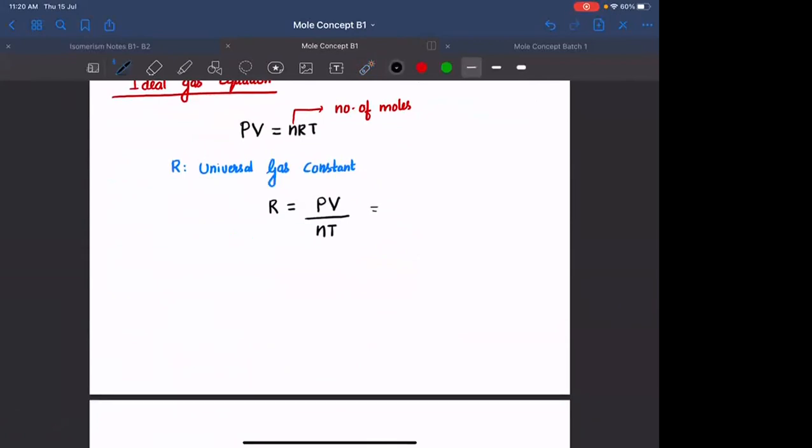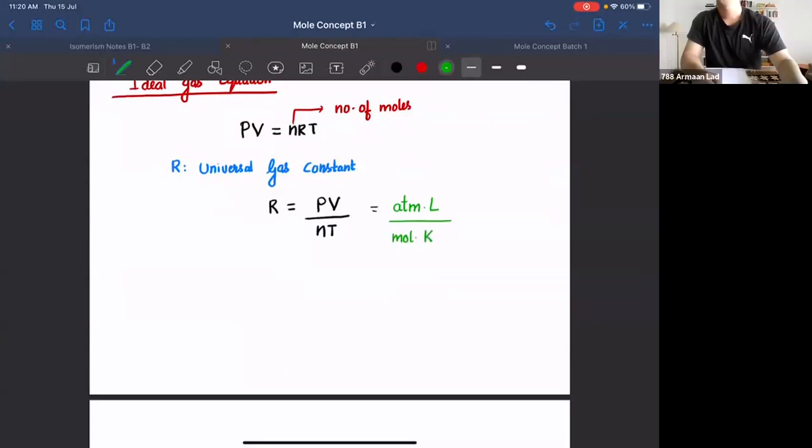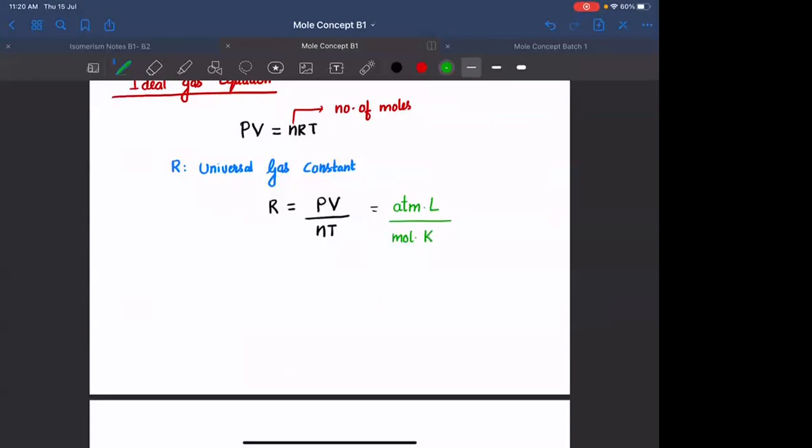What are the units of pressure? You can take atmosphere. If I'm taking the units of volume as liters, units of mole is nothing but mole, temperature is Kelvin. So the units of R is atmosphere liter per mole Kelvin. And in this particular unit, the value of R is 0.0821 atmosphere liter upon mole Kelvin.